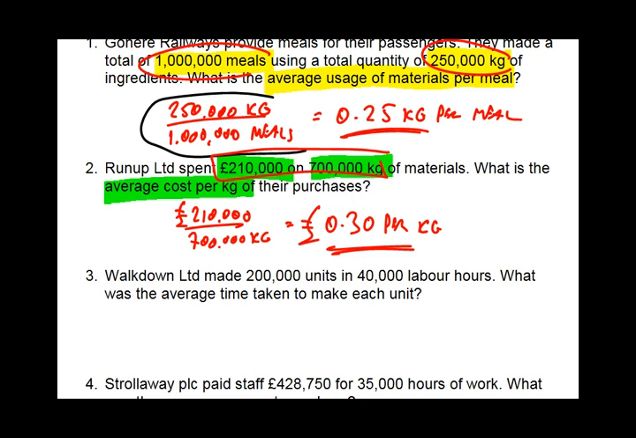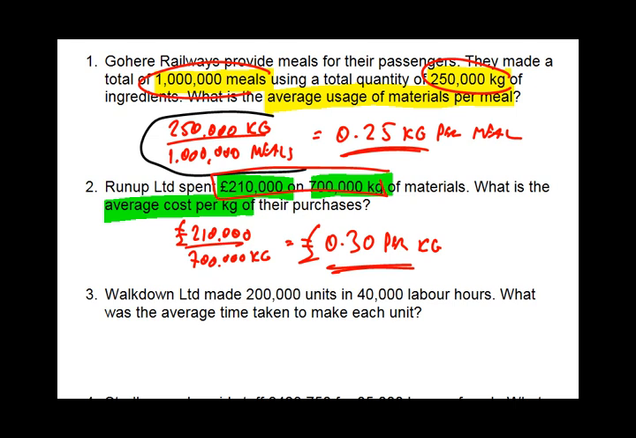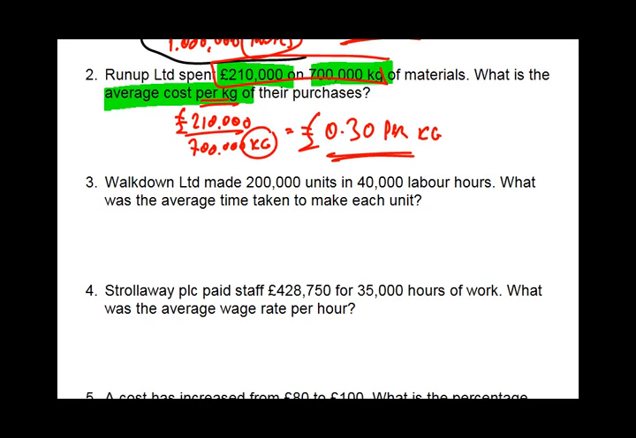Now, if you look back at the 2 examples we've done so far, one way to remember how to do the calculation is, can you see that in the first calculation we were looking at the usage per meal? So we put the meals at the bottom, and we've just been looking at the cost per kilogram, so we put the kilograms at the bottom. Let's see if we can apply that logic to the third example.